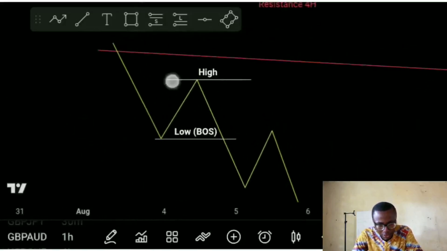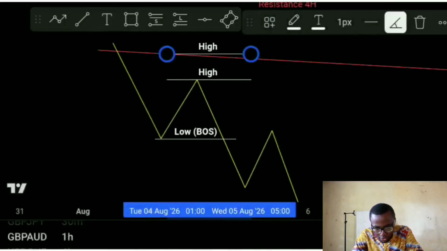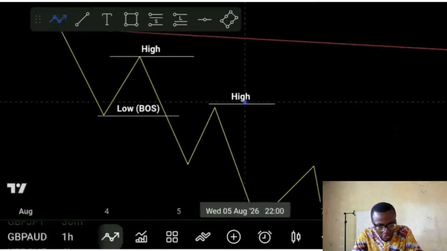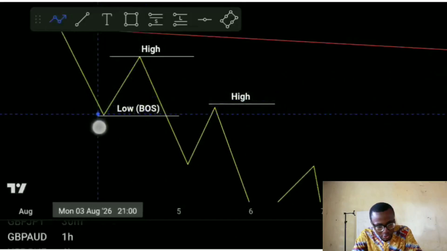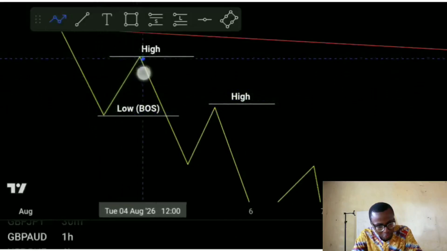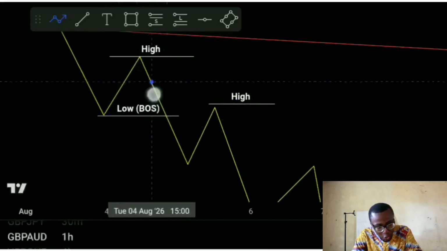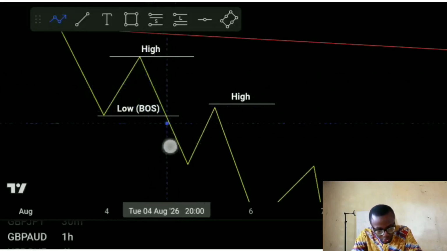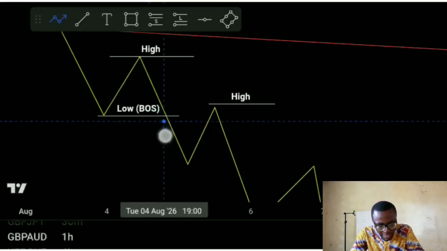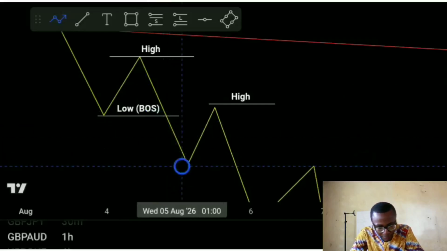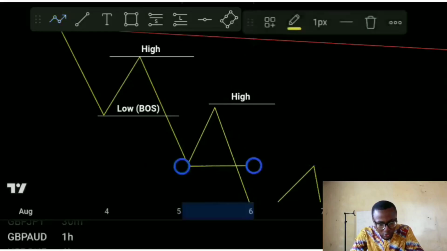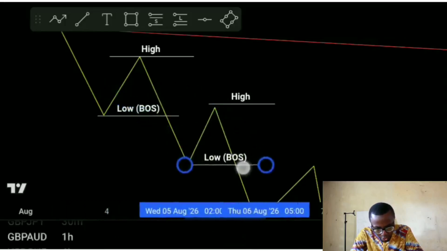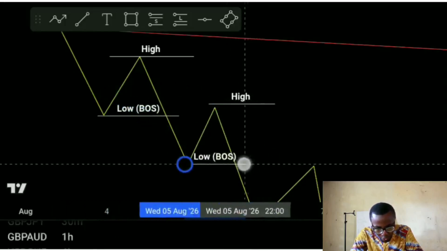Now, look at the next high again. Just clone it. Look at this high here. So look at what happened. The trade went to the high, came down, and the yellow line broke the white line. That means the trade broke the low. As the trade broke the low, it's called what? Break of structure. Now it came and formed a new low down here. So that new low is our new break of structure, because the structure was broken here.